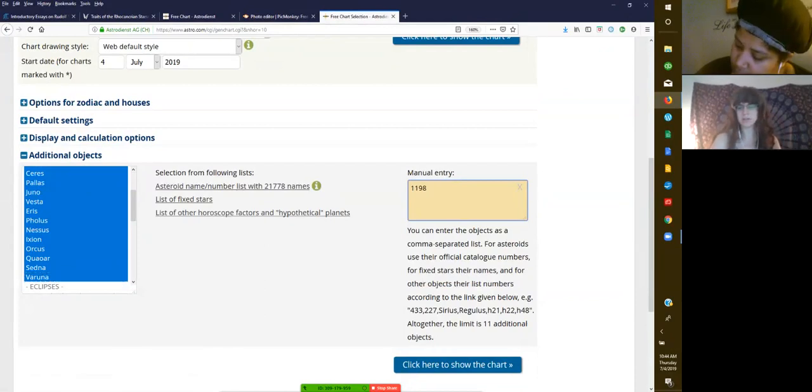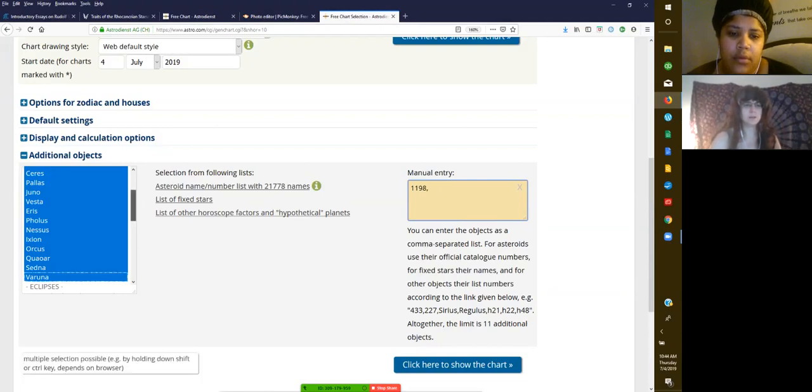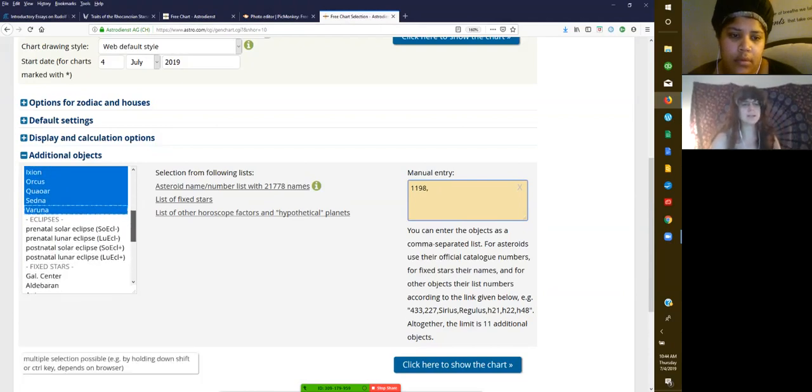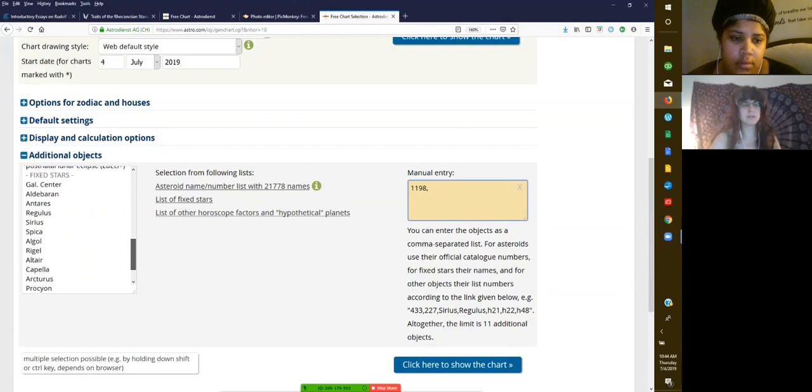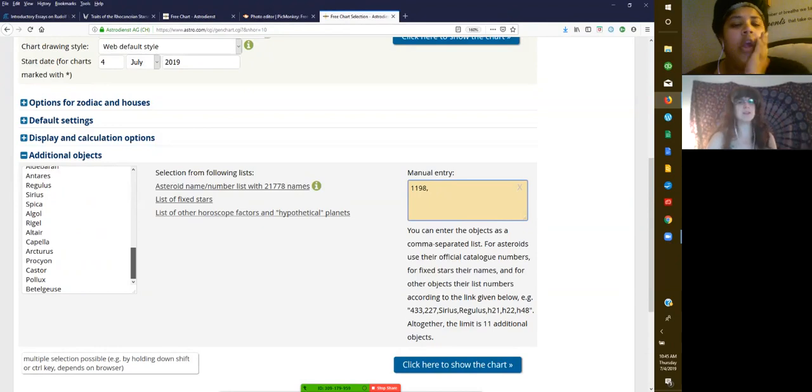And then can you just show me the section of fixed stars? Yeah, that's down here. But I wouldn't select any unless you're really, really curious about a particular one. Because what's going to happen is it might show up and it's not aligned with anything.